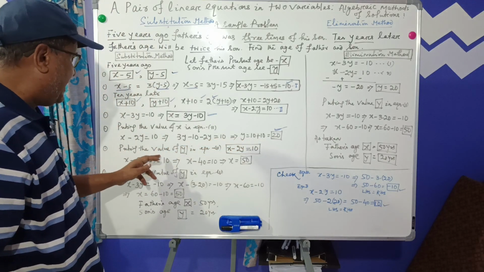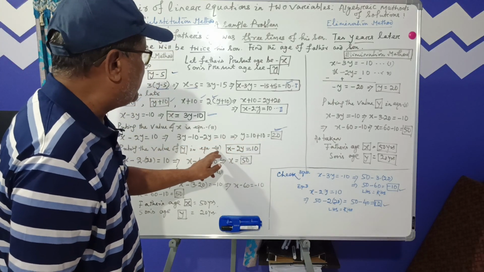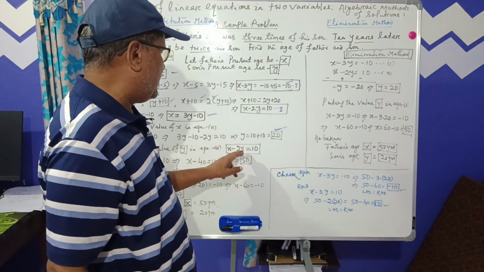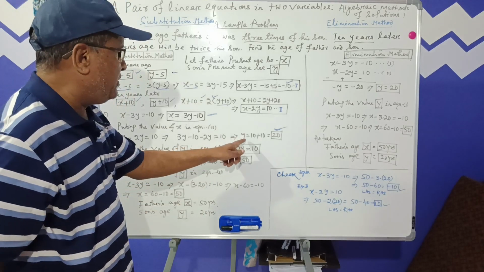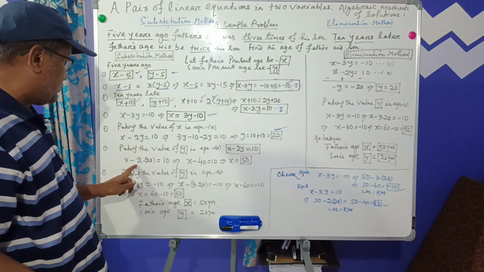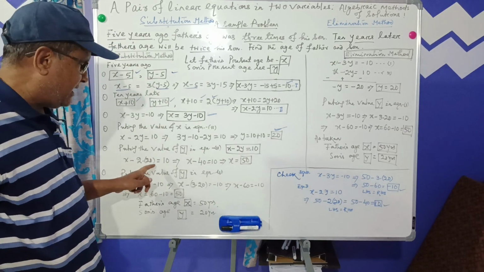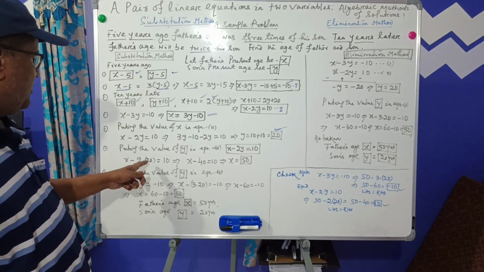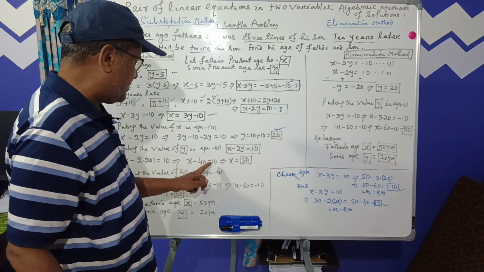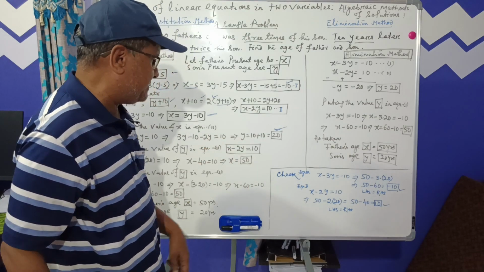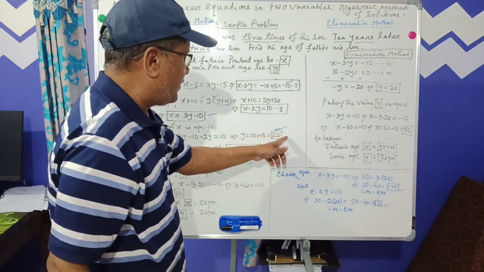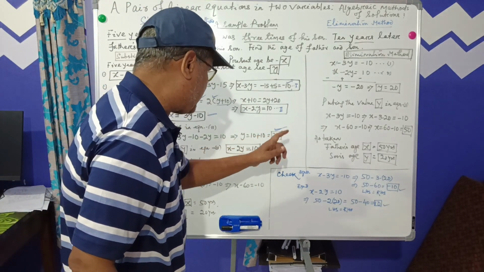Now putting the value of y in equation number 2, x minus 2y equal to 10. The value of y is 20, so we can write x minus 2 into 20. For your understanding, I have kept in brackets 2 multiplied by 20, 40. So x minus 40 equal to 10, and x is equal to 50 by transposition. So now the father's age is 50. So we got the present age of the son and father.